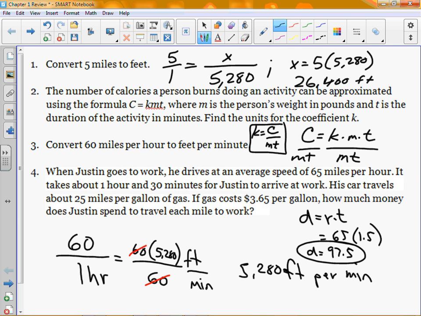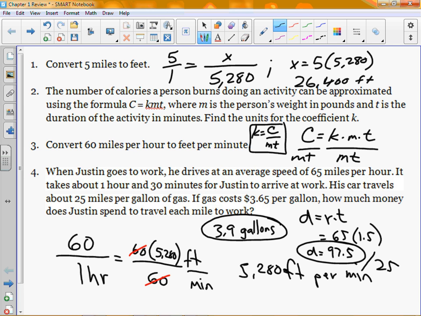Let's read the rest of the problem. His car travels about 25 miles per gallon. So I divide 97.5 divided by 25, and I find out how much gas it takes me to get there. So it takes me 3.9 gallons of gas to get to work.